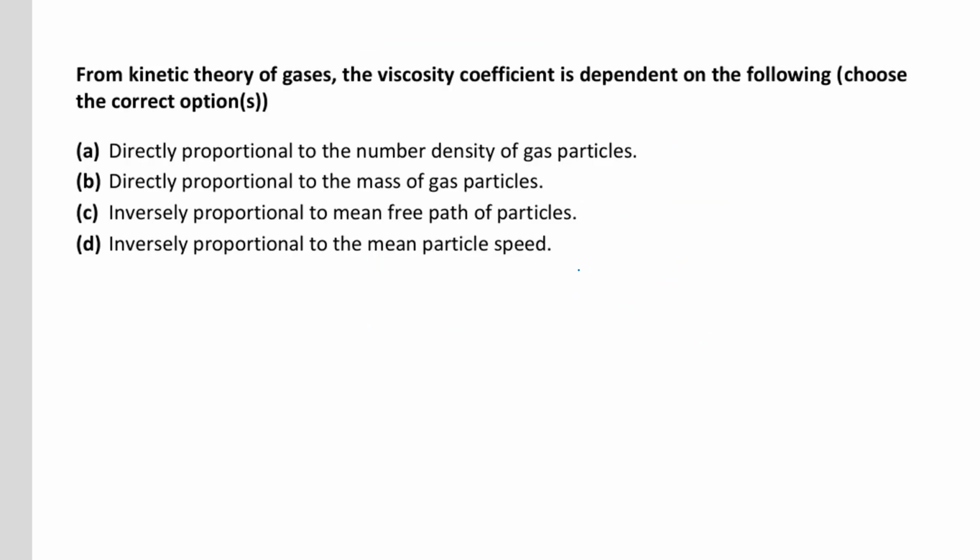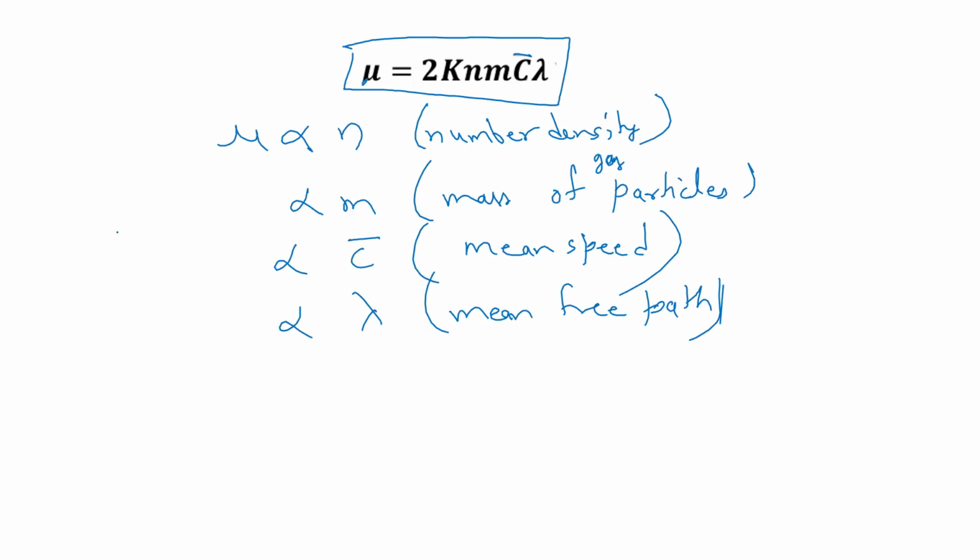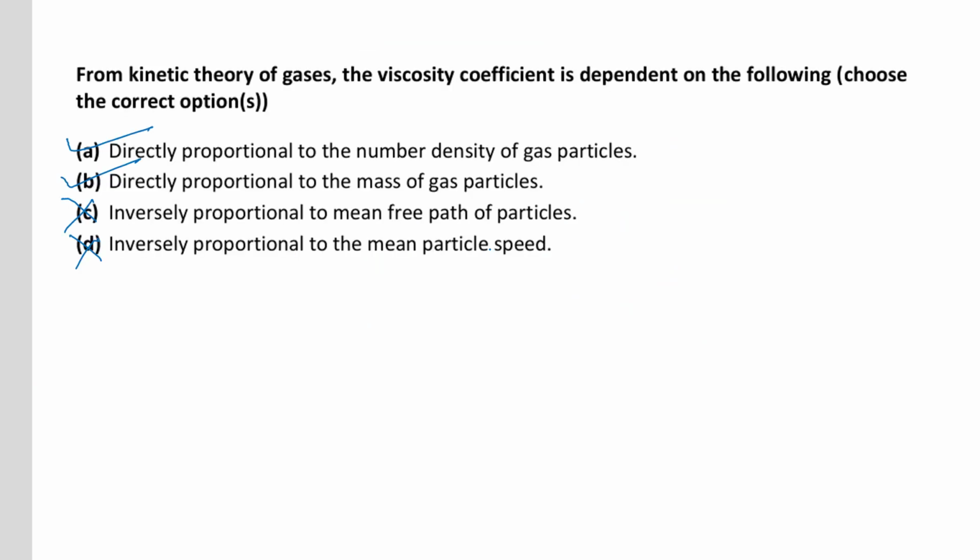So if we check the options, option A says proportional to number density of particles, which is correct. Directly proportional to mass of the gas particles, this is also correct. Inversely proportional to mean free path of particles, this is wrong because it is directly proportional. Option D, inversely proportional to the mean particle speed, this is also wrong because it is directly proportional to the mean particle speed. So in this problem, only options A and B are the correct options.